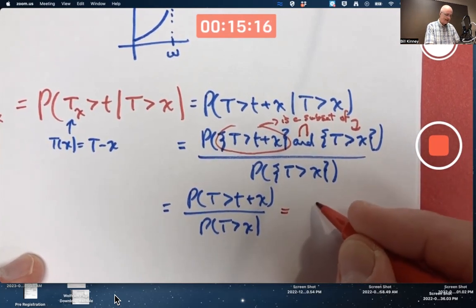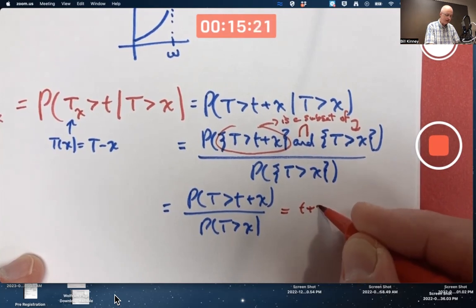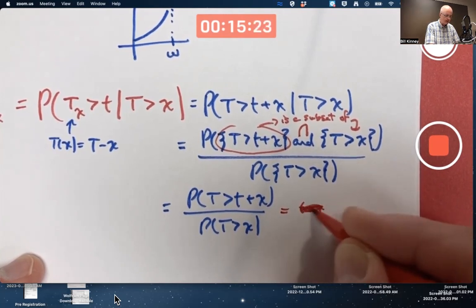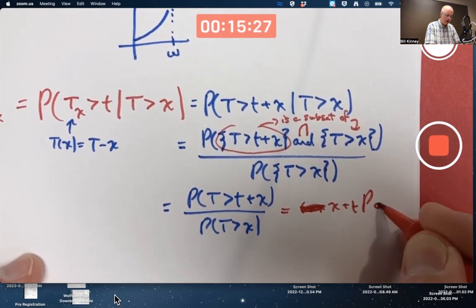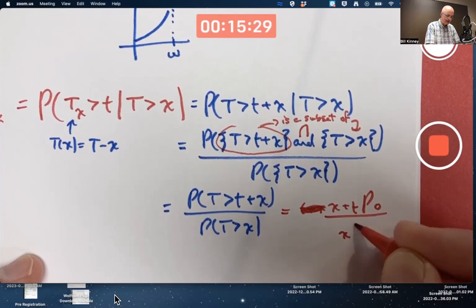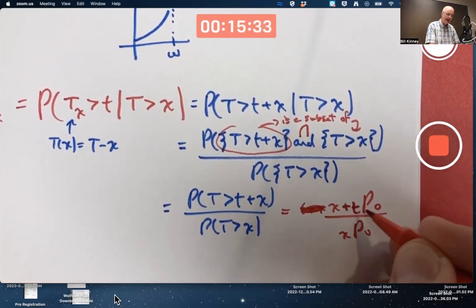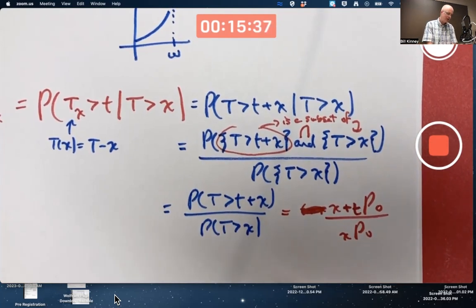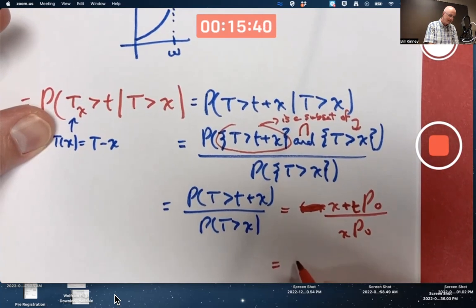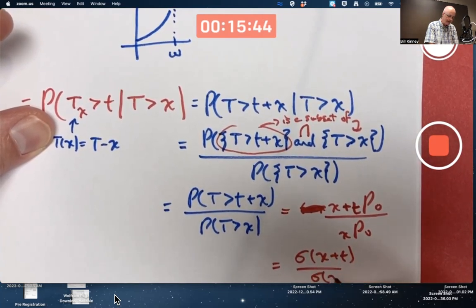This is pre-subscript t plus x. Actually, it's more typically written x plus t p 0 over x p 0. That is the most typical way actuaries write it. If we're using our sigma notation, this would be sigma of x plus t over sigma of x. This was in the handout.